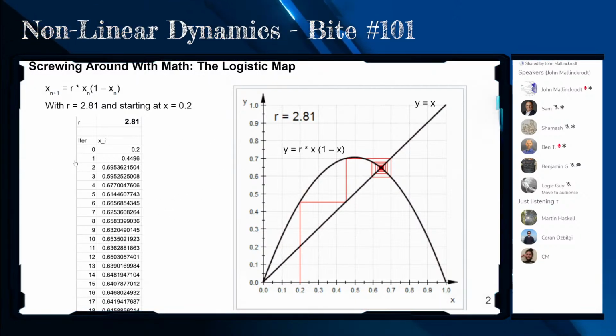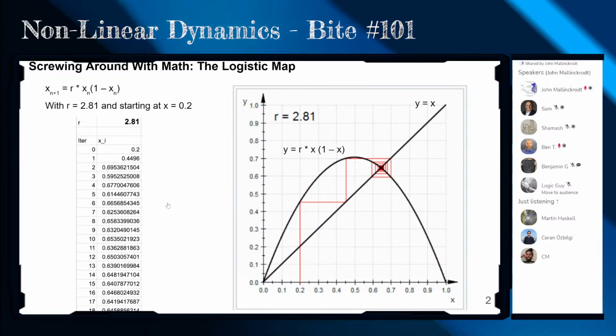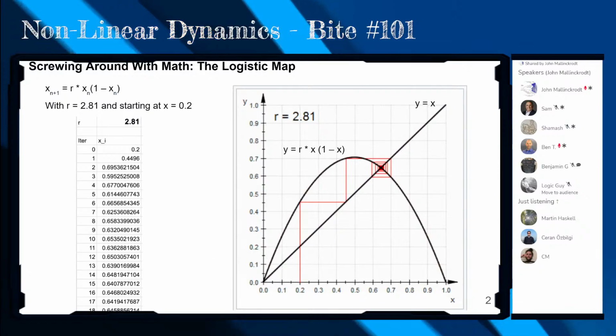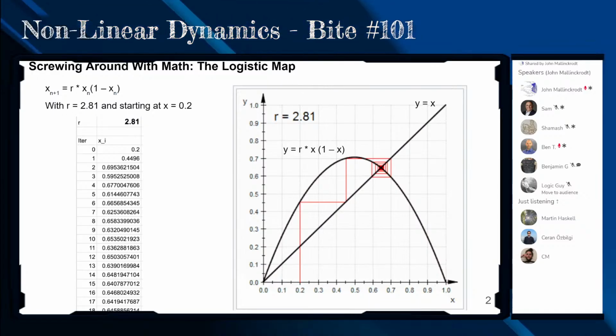And a way of understanding the sequence, and I'm showing you a sequence there: for instance, if I choose r equal 2.81 and I start with x equal 0.2, then I get the sequence of numbers shown in that table. You can see that it starts at 0.2, goes up to 0.44, then up to 0.69, then down to 0.59, then back up to 0.67, then down to 0.61, and then up to 0.66, etc. It seems to be oscillating between a couple of numbers. And I could go on forever, and we will.